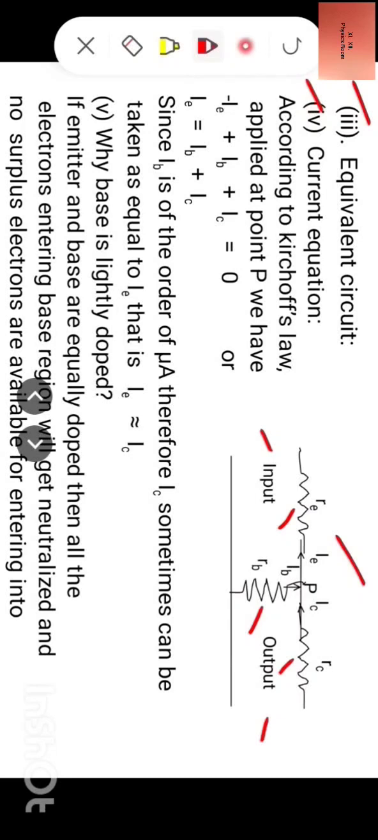Now fourth, current equation. According to Kirchhoff's current law applied at point P, we have minus IE plus IB plus IC equal to 0. Therefore, IE is equal to IB plus IC. Since IB is of the order of microamperes, therefore IC sometimes can be taken as equal to IE, because both are in milliamperes. We can write IE approximately equal to IC.